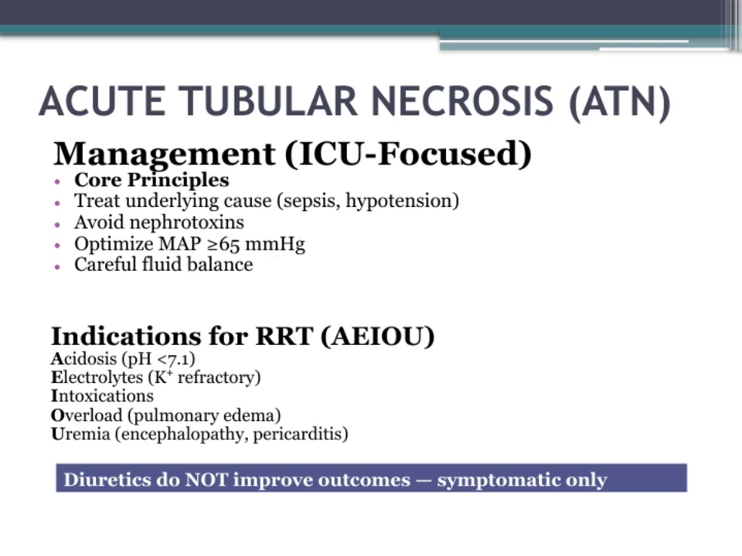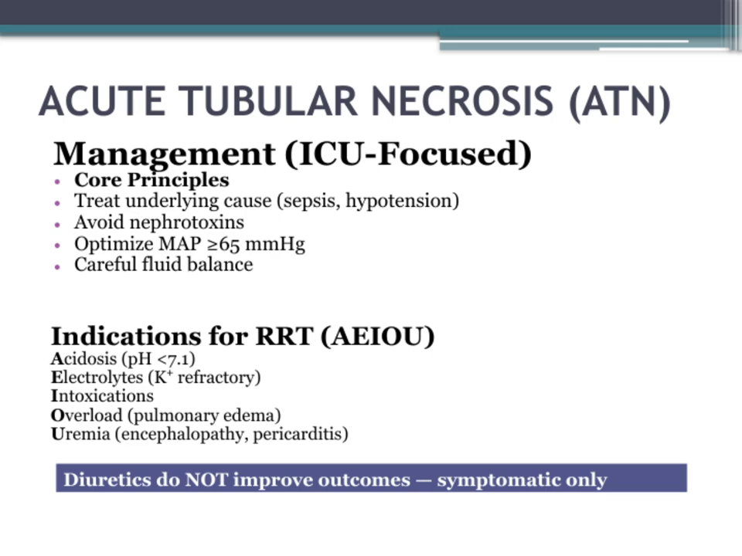Moving into management, especially in the ICU setting, the focus is on core principles. First, treating the underlying cause, whether it's sepsis or hypotension, is essential to improve renal function. We also want to avoid nephrotoxins that may worsen kidney injury. Optimizing blood pressure, specifically maintaining a mean arterial pressure of at least 65 mmHg, helps preserve kidney perfusion. Careful fluid balance is equally important, neither overloading nor dehydrating the patient.